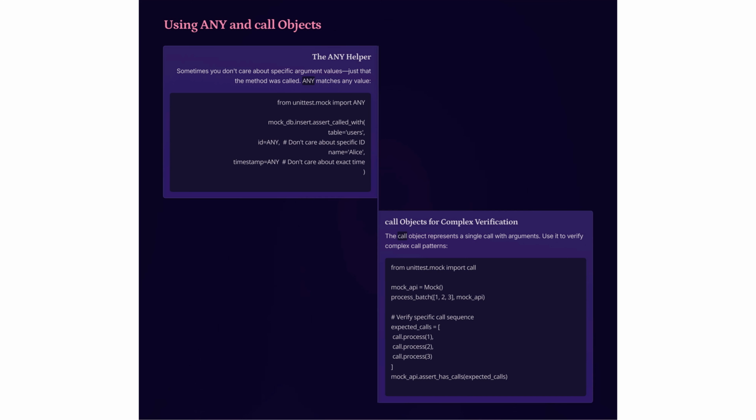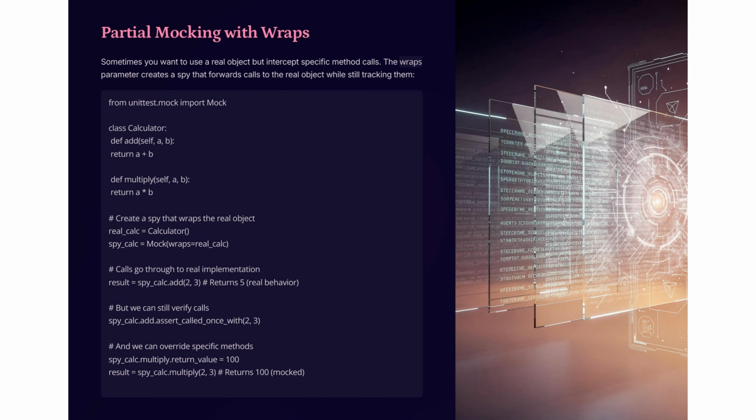The ANY helper in unittest.mock allows you to verify method calls without caring about specific argument values. It matches any value, ensuring the method was called. For complex verification, use call objects to represent individual calls with arguments, enabling you to verify specific call sequences and patterns effectively.